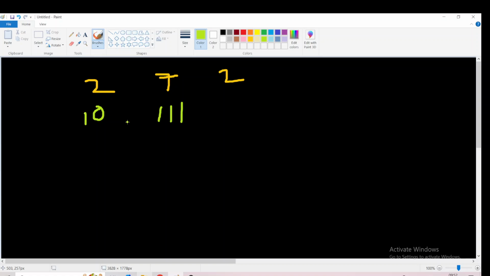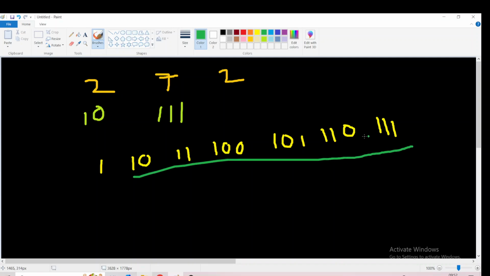So let's write all the numbers from 1 to 7 in base 2 format. The first one will be 1, this is 1, this is 2, this is 3, this is 4, this is 5, this is 6, and this is 7, right? Now we have to find the number of integers from 2 to 7 whose digits are in non-decreasing order. So here you can see that the digits are in decreasing order, right? So this is not possible because this is not a good number.